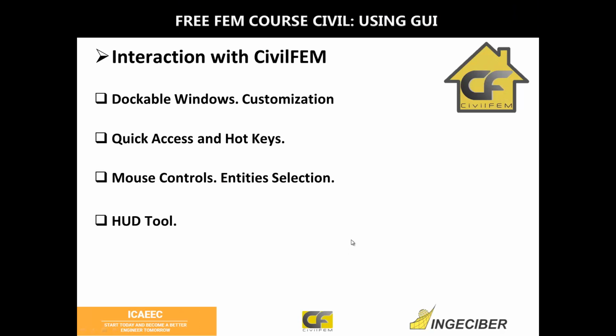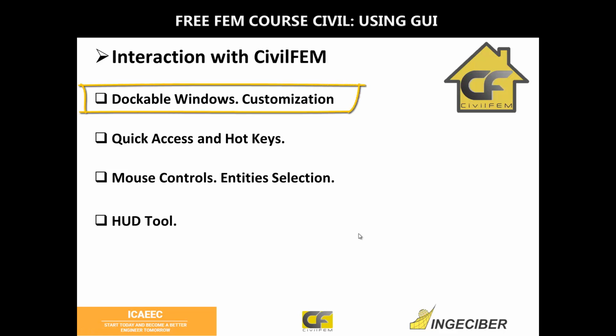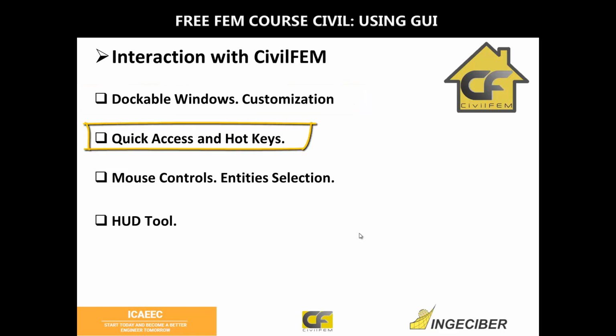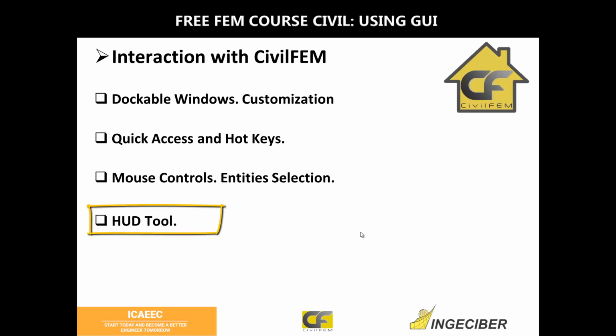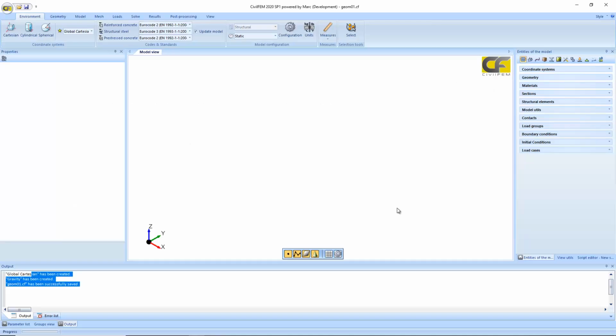We will cover these topics: how to customize your windows, how to customize the quick access and hotkeys, the typical mouse controls, how to select entities, how to use the properties window, how to enter data, as well as the capabilities of the HUD tool. We'll see that better now with the software. This is the main window, and how to customize it, as I explained in the first class.